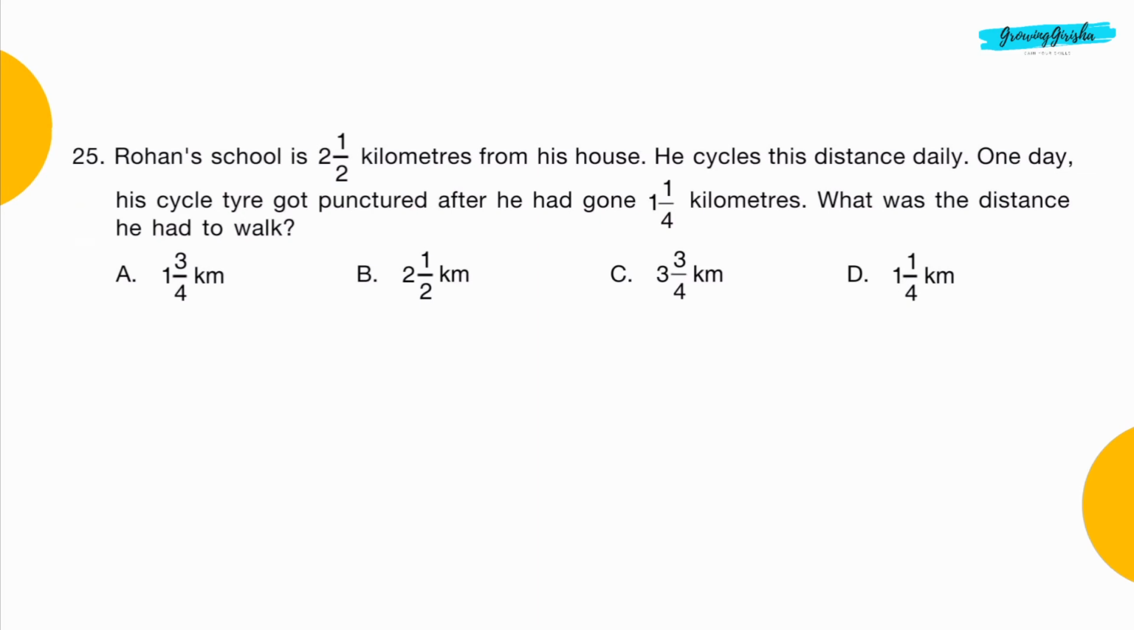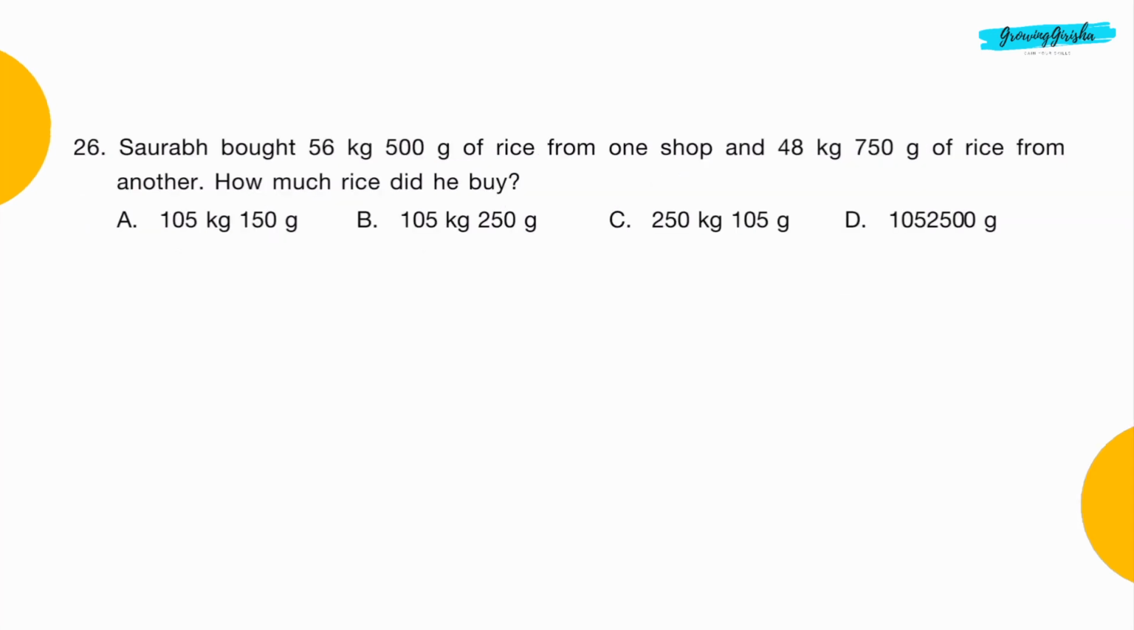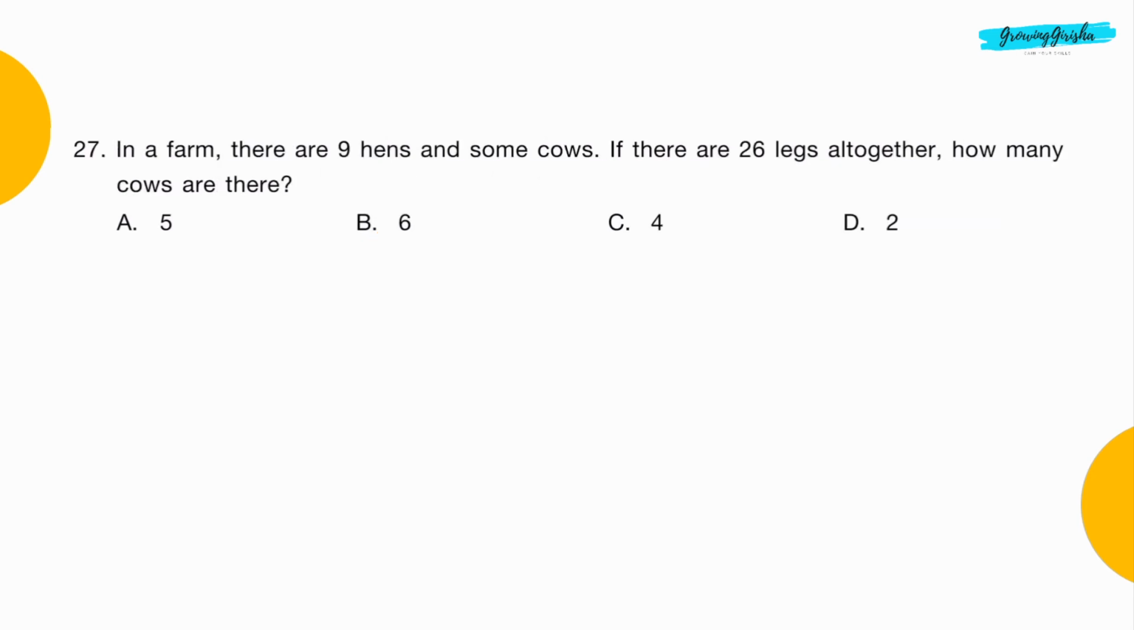Question 25. Rohan's school is 2 1/2 kilometers from his house. He cycles this distance daily. One day, his cycle tire got punctured after he had gone 1 1/4 kilometers. What was the distance he had to walk? Option D, 1 1/4 kilometer. Question 26. Saurabh bought 56 kg 500 gram of rice from one shop and 48 kg 750 gram of rice from another. How much rice did he buy? Option B, 105 kg 250 gram.